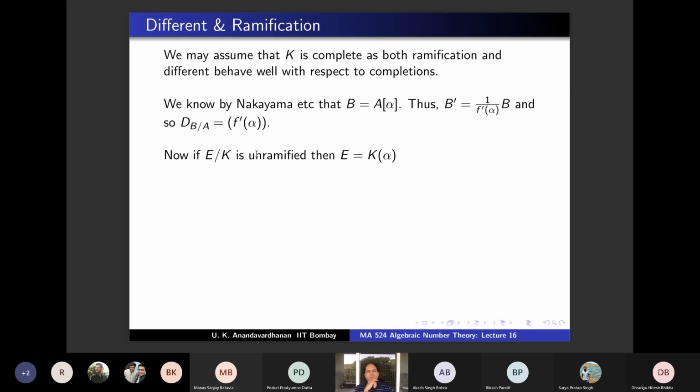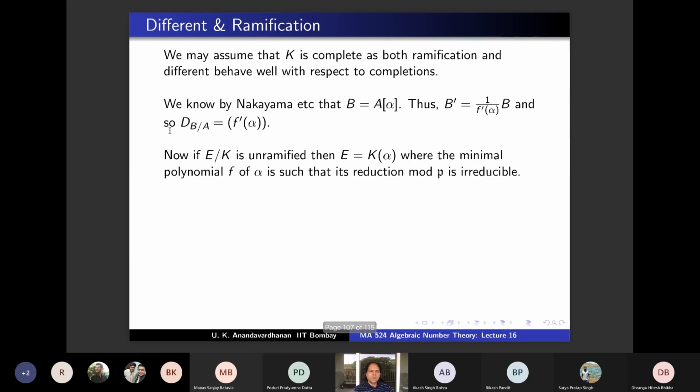And what is the property of alpha? We had characterized unramified extensions, totally ramified extensions, totally and tamely ramified extensions. All these characterizations we have done in chapter 2. So for unramified extensions, the minimal polynomial of alpha, what is the property? Its reduction mod P will have no multiple roots. So in particular, it will be irreducible. So the minimal polynomial f of alpha is such that its reduction mod P is irreducible.